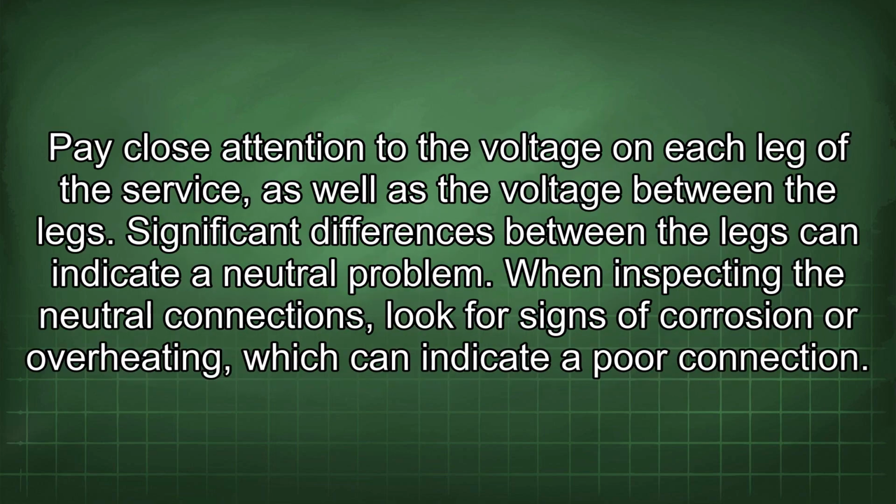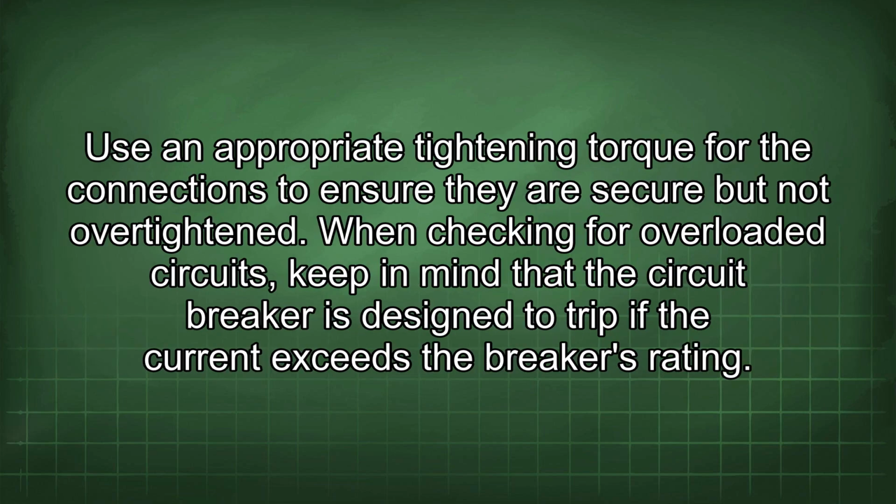Pay close attention to the voltage on each leg of the service, as well as the voltage between the legs. Significant differences between the legs can indicate a neutral problem. When inspecting the neutral connections, look for signs of corrosion or overheating, which can indicate a poor connection. Use an appropriate tightening torque for the connections to ensure they are secure but not over-tightened.